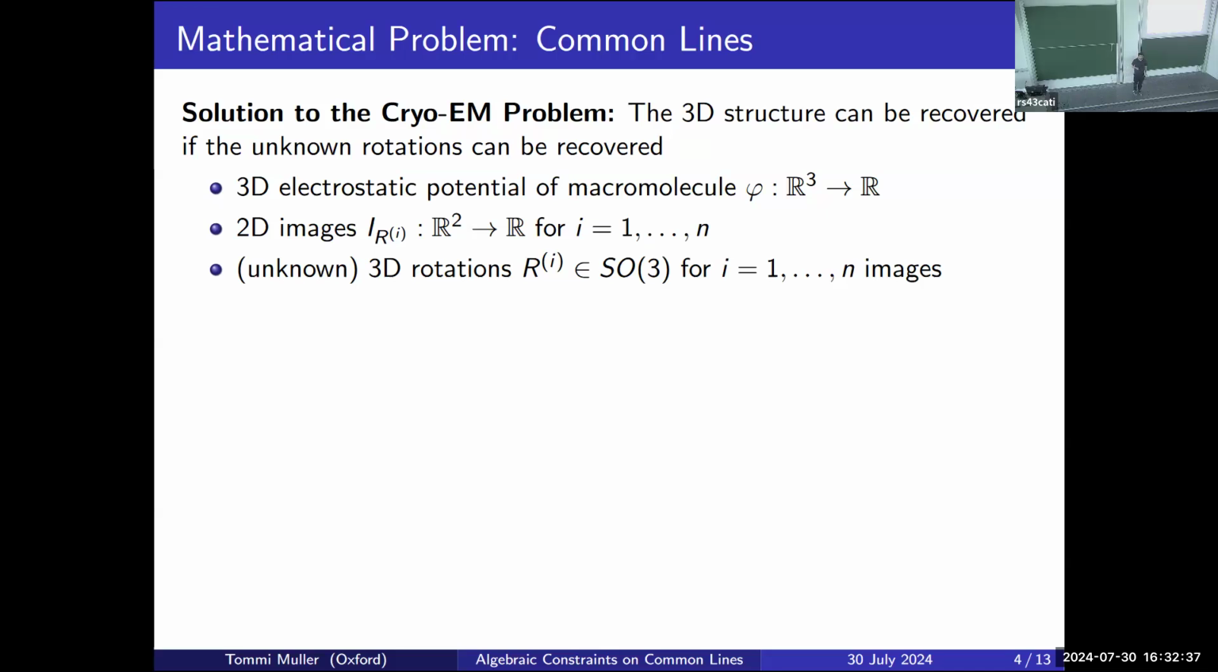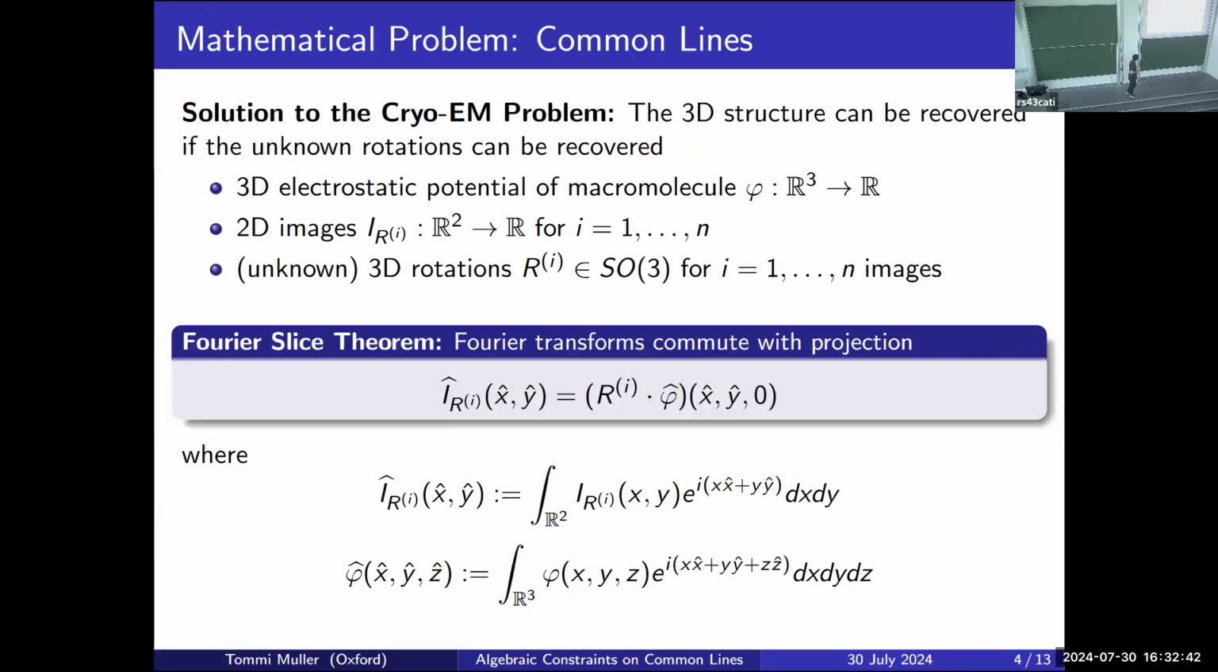So to solve the Cryo-EM problem, we're going to use an important fact, which is the Fourier slice theorem. The Fourier slice theorem essentially states that Fourier transforms commute with projections. So let's look at the left-hand side. The left-hand side says if you take your molecule and take an image of it, meaning you project, you get this I, and then you take the Fourier transform of this projection, I hat. That is the same as if you, yes.